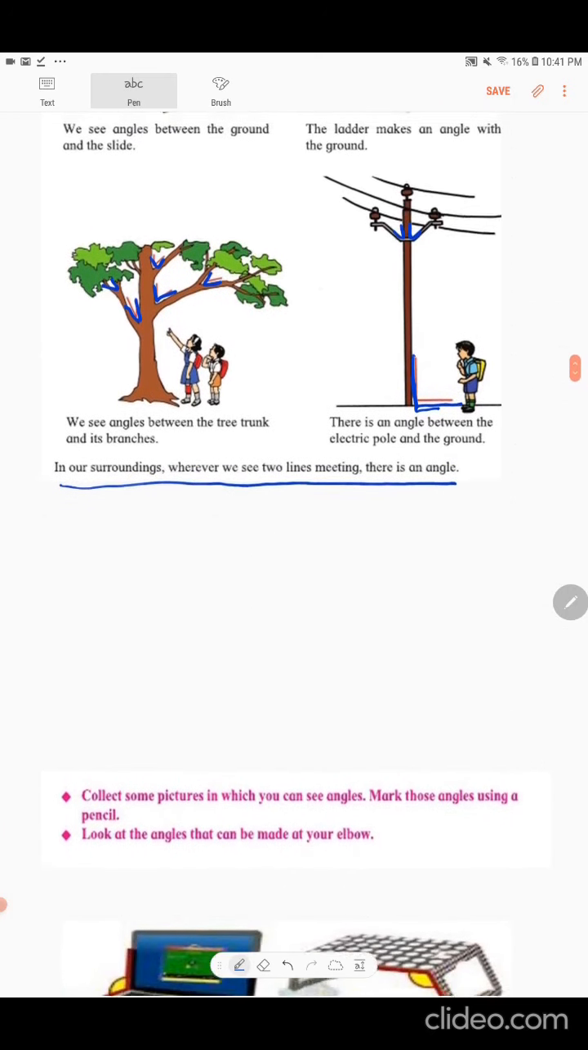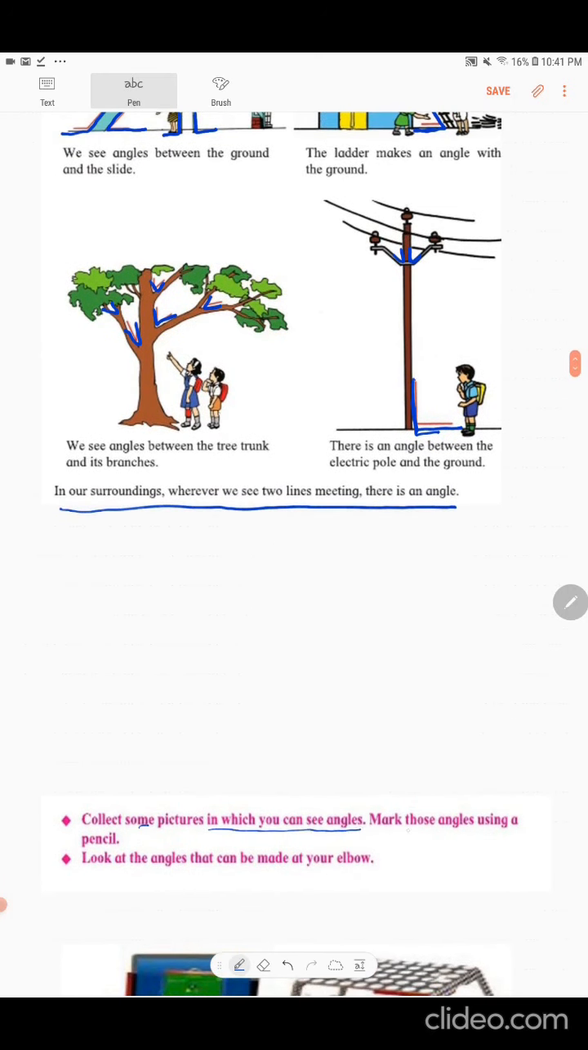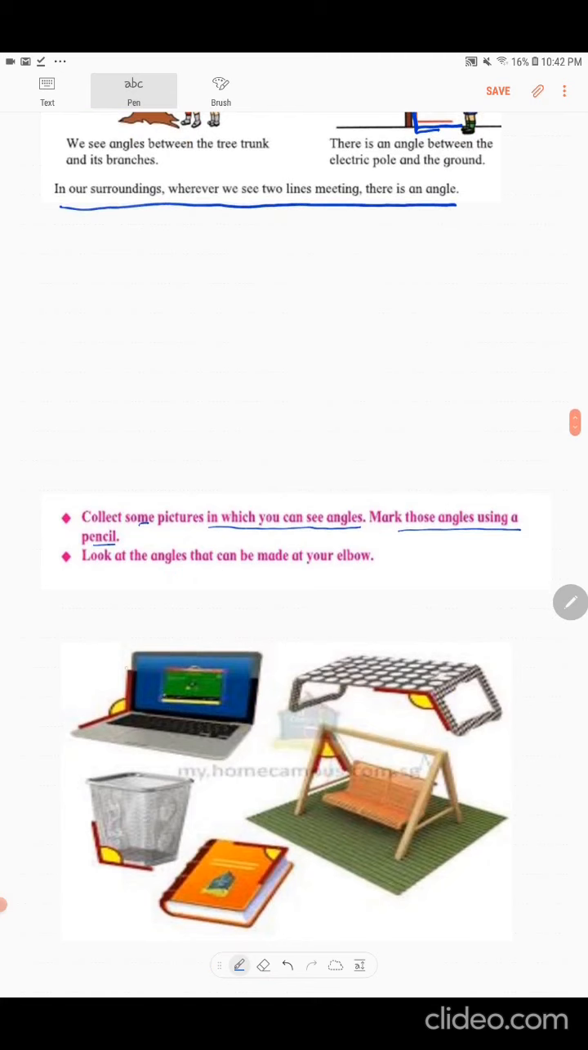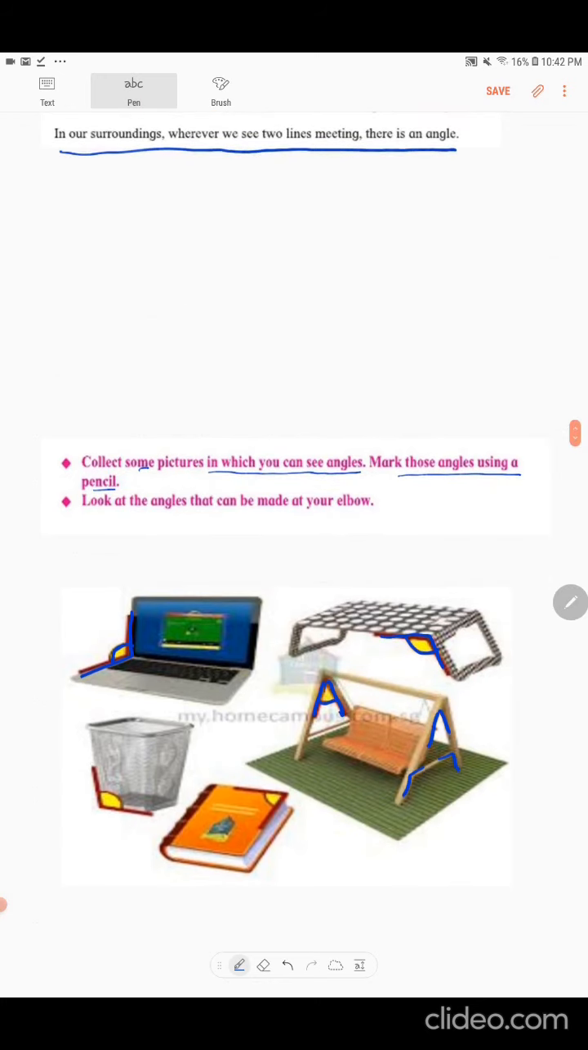Now let's see what's next. Collect some pictures in which you see angles. Mark those angles using a pencil. Now see, this is a laptop and here the angle is formed. This is a table. Here an angle is formed. Swing angle, here, here, here. Now see, this is a pen holder. Here you will find the angles. Here this is the book edge. Here the angle is formed. So angles are there in all the objects.